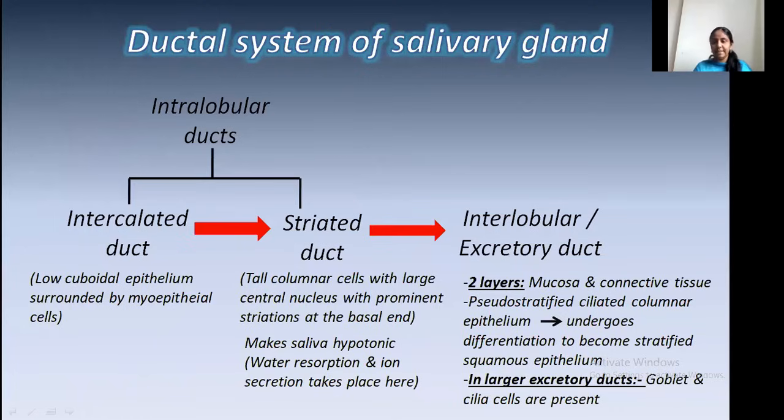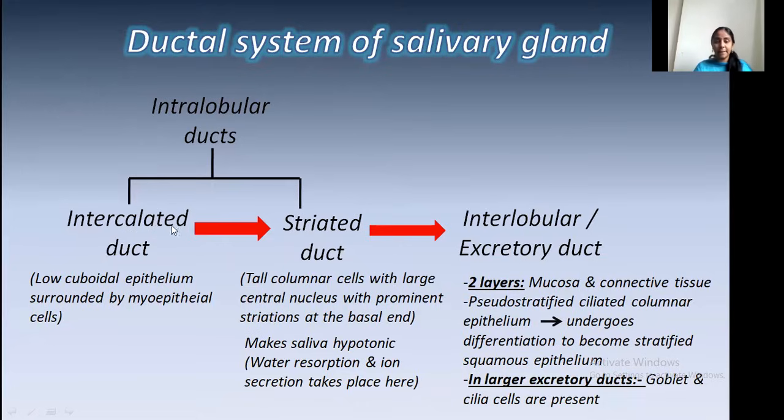Ductal system of the salivary gland. Now moving on to ductal system, pay attention students. A lot of MCQs have been asked on the ductal system of salivary glands in the previous years. Ductal system of salivary glands is basically of two types, intralobular ducts and the interlobular ducts. Now these intralobular ducts are again of two types, intercalated duct and the striated duct.